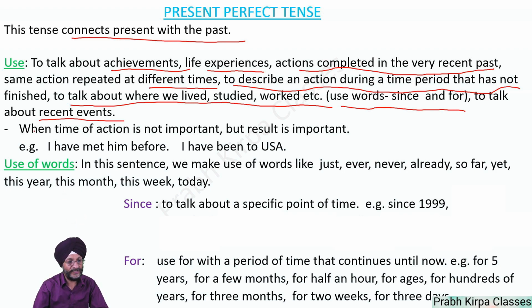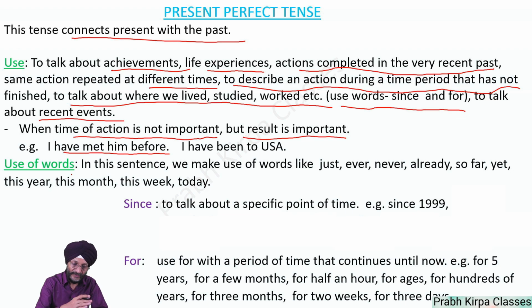We also use this sentence when the time of action is not important but the result is important. For example, I have met him before. Here, the meeting is more important, whether you have met him. When you met him is not important. What is important is that you have met him before.